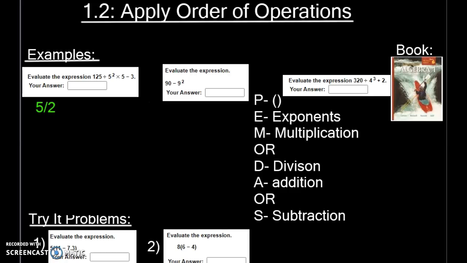They say evaluate the expression 90 minus 9 squared. So the first thing you want to do is calculate the exponents since there are no parentheses. So you'd go directly to the exponents. So it'd be 90 minus 9 squared, which can be simplified to 81. Notice we don't have a multiplication or a division, no addition, so we'd go directly to subtraction. That could be simplified to a 9. So your answer would be 9.